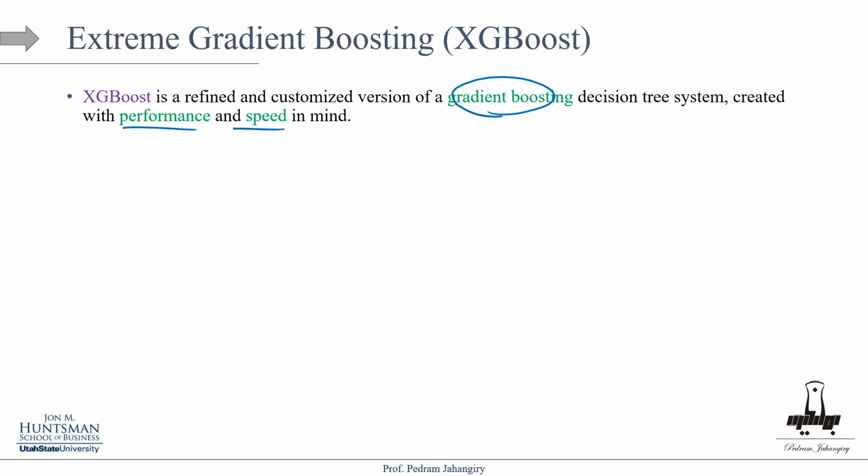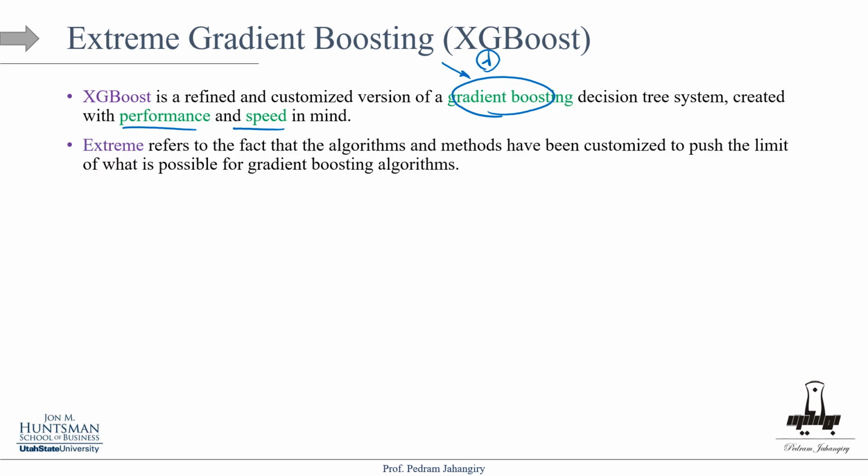Because remember, in GBM, we already discussed that we usually start with a very small lambda. And if lambda is small, the problem is that it's going to take a very long time, right? At least compared to other models, to XGBoost. So we like the idea of GBM, but we want to make sure that we can have performance and speed at the same time. So how can we speed up the process? That's the idea, the motivation behind XGBoost. Basically, it was designed for faster calculations. So that extreme refers to the fact that the algorithm and methods have been customized to push the limit of what is possible for gradient boosting algorithms, right? Mostly focusing on the speed part.